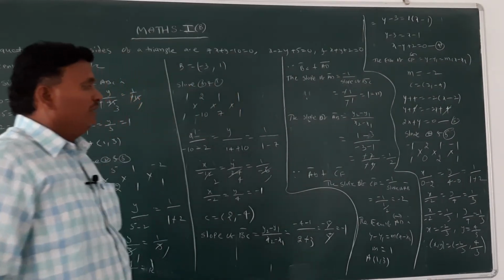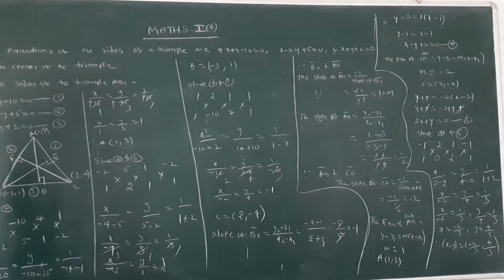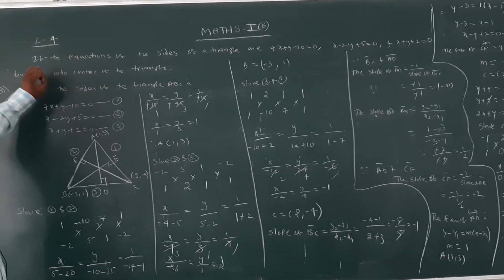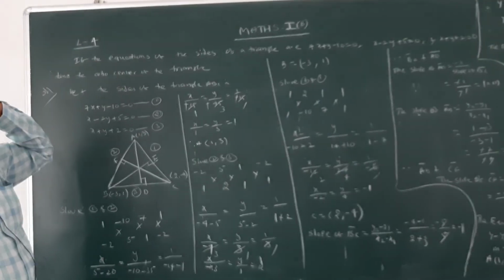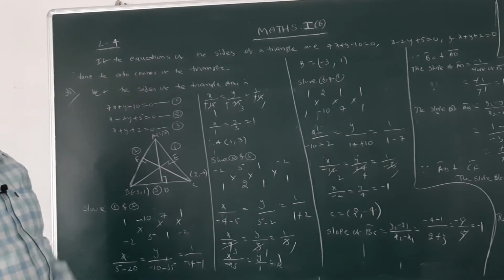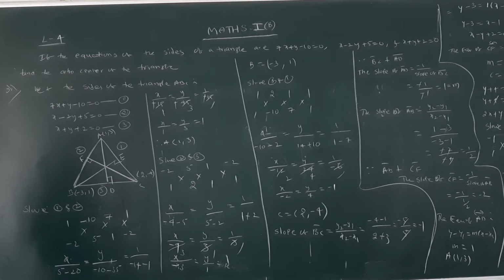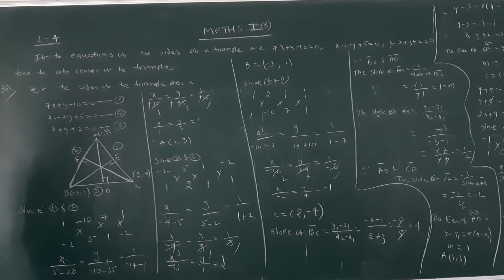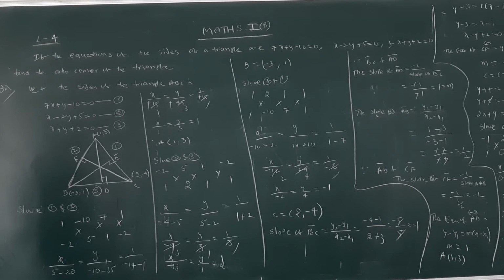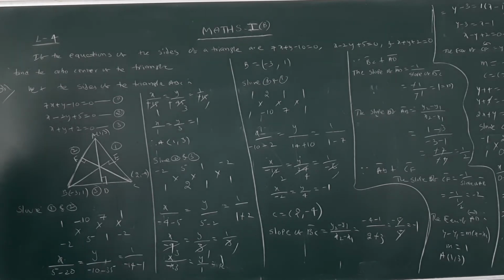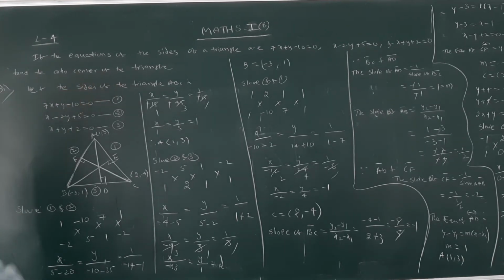Very, very important problem. Once again, listen to it. If the equations of the sides of the triangle are 7x plus y minus 10 is equal to 0, x minus 2y plus 5 is equal to 0, x plus y plus 2 is equal to 0, find the orthocenter. Let the sides of the triangle ABC.